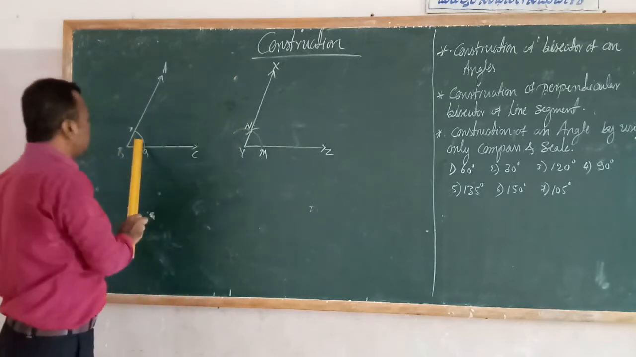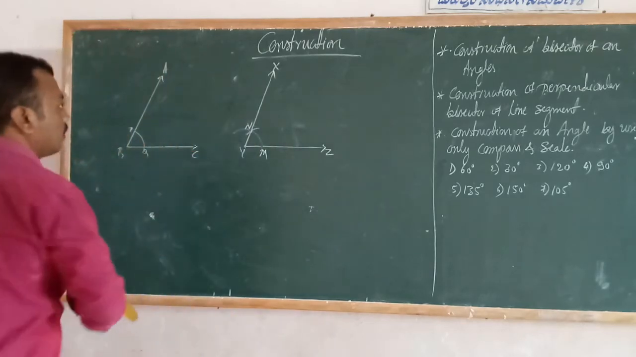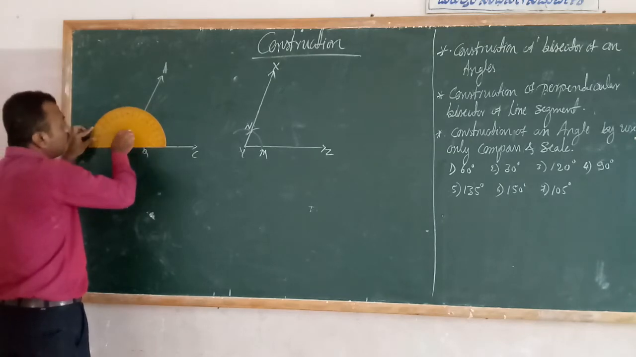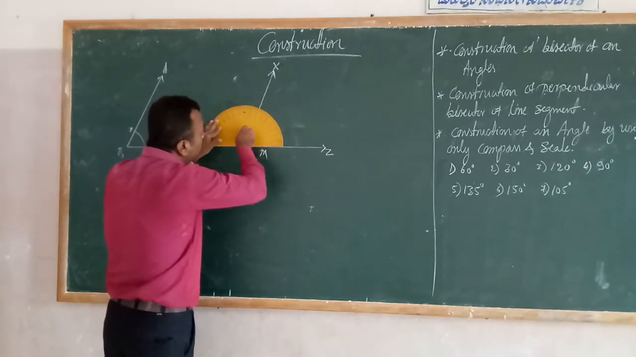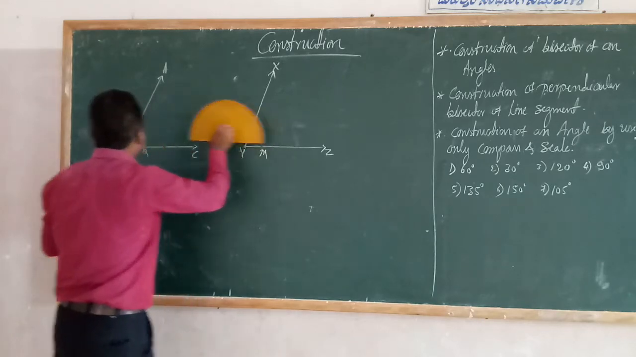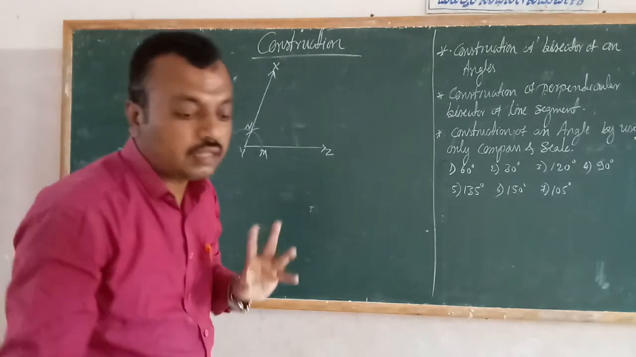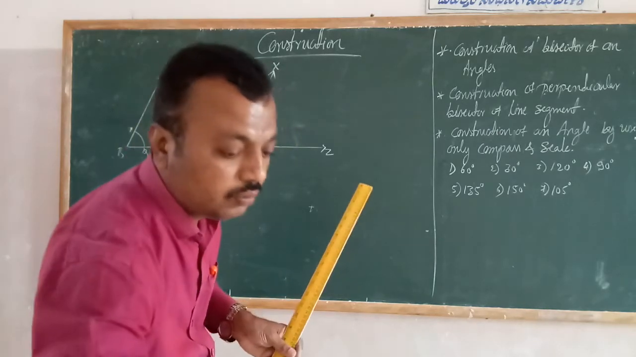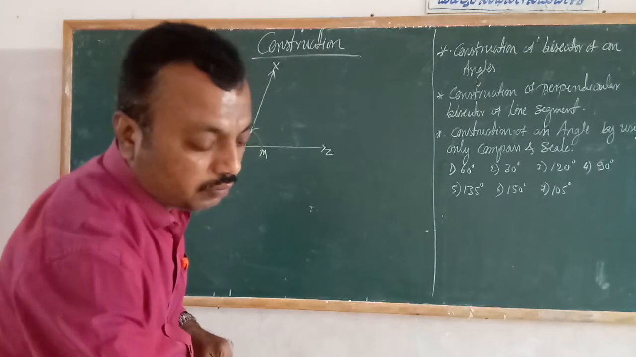Okay students, this angle and this angle are both the same. Let us check it. This is 63 degrees and this is also 63 degrees. It also measures 64. Okay, same. Very simple. So like this you have to measure it. This is how to construct an angle by using only compass and scale, without using the protractor.